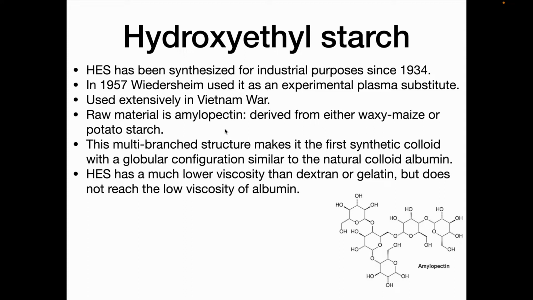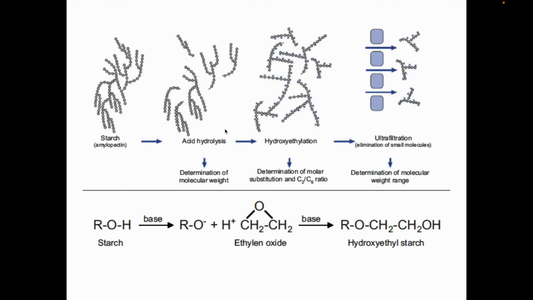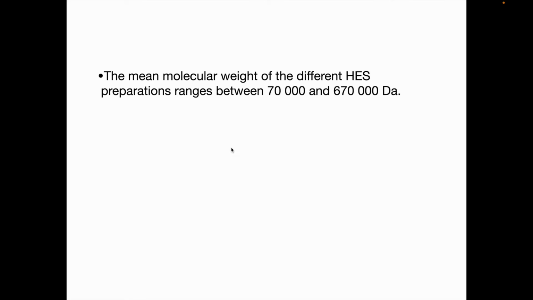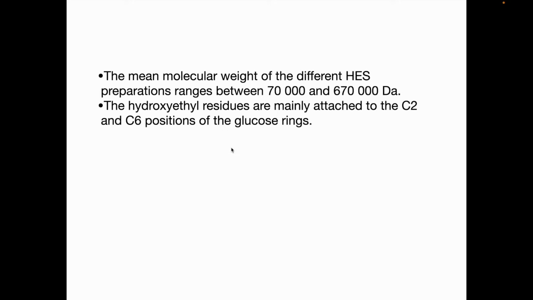HES has much lower viscosity than dextran and gelatin, but does not reach the low viscosity of albumin. Starch, that is the amylopectin, is produced first by hydrolysis, then by hydroxyethylation, and finally ultrafiltration, resulting in the final product. These sites, the oxygen sites, are the places where the substitution is mainly done. The mean molecular weight is slightly higher, from 70 kilodaltons to 670 kilodaltons. The hydroxyethylation is mainly attached to the C2 and the C6 position of the glucose chain.